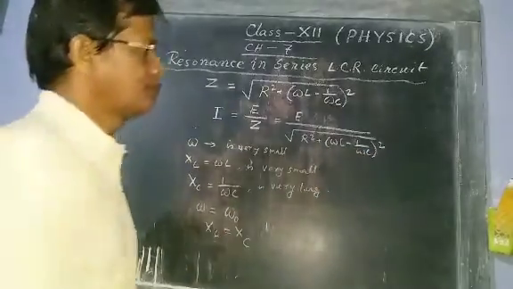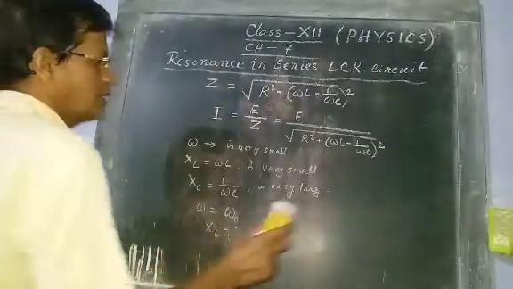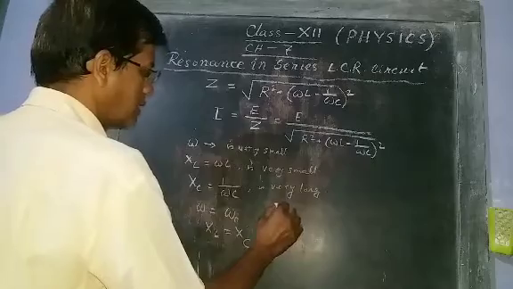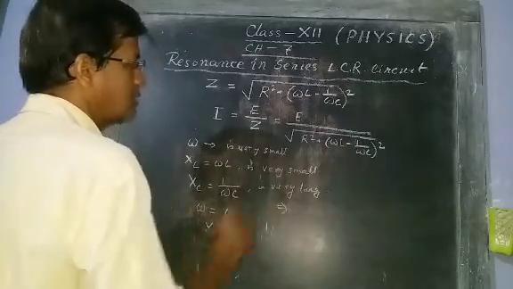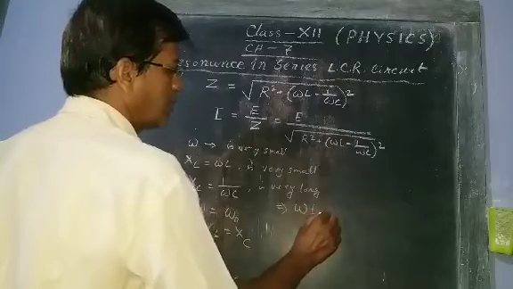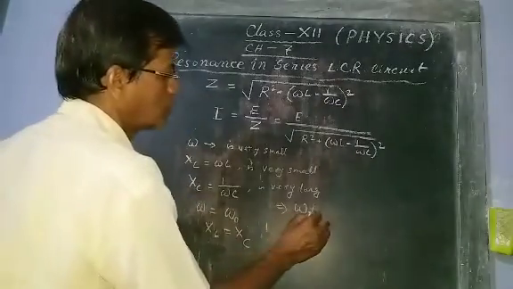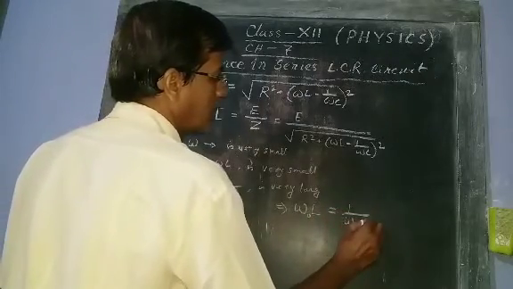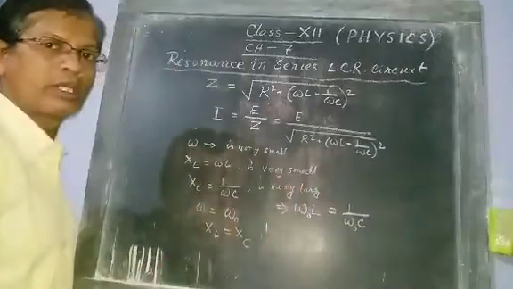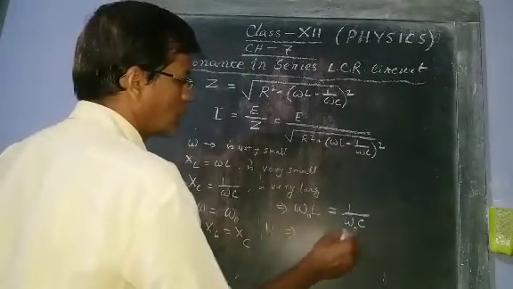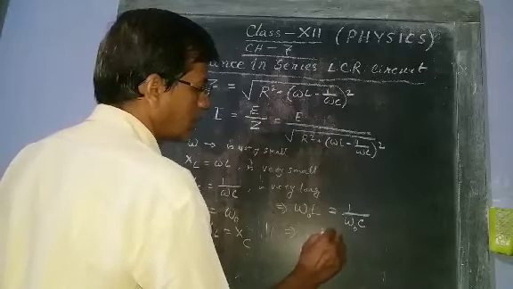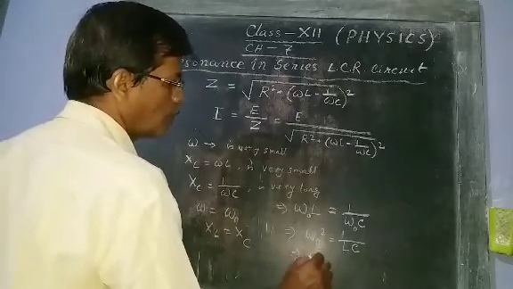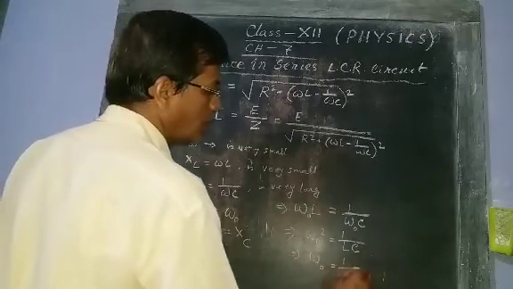These two equal means XL equal to XC. What does it mean? Then what will we get? XL means omega L, at frequency omega naught, and XC means 1 by omega C. So omega naught squared equal to 1 by LC. So omega naught equal to 1 by root LC.